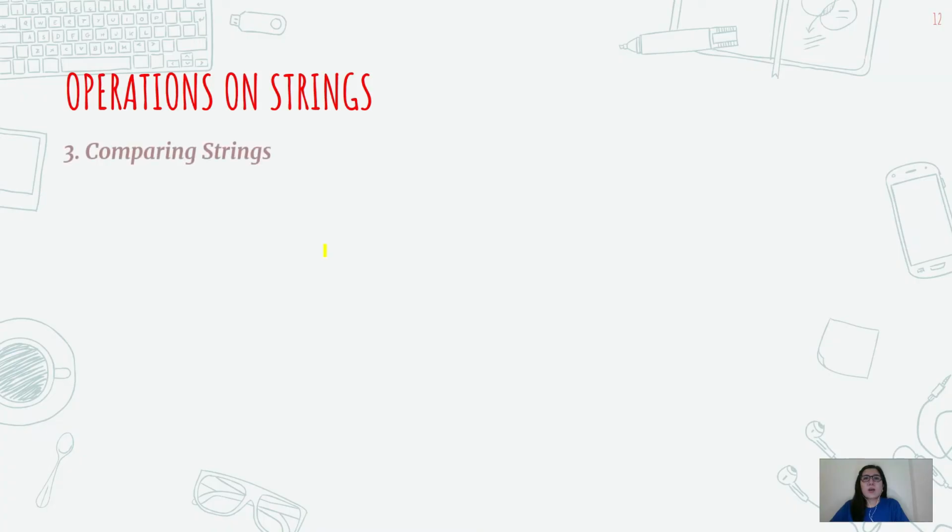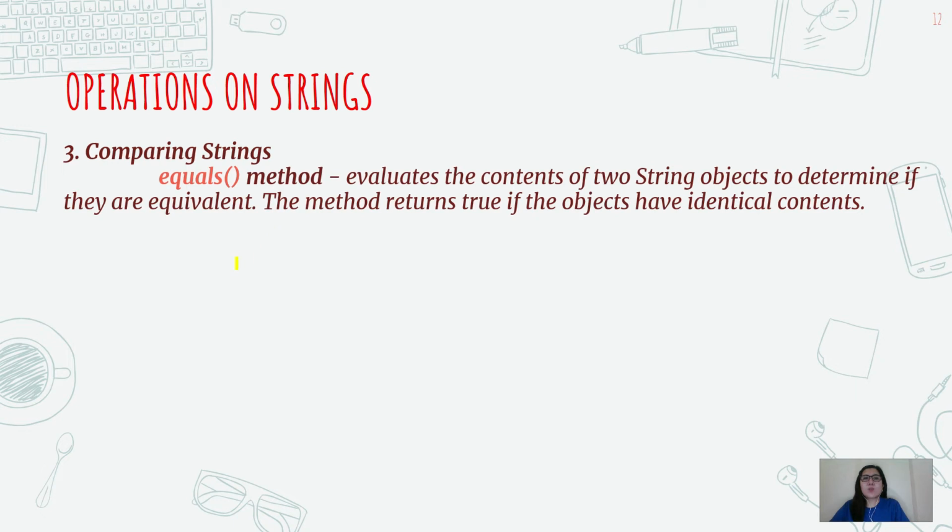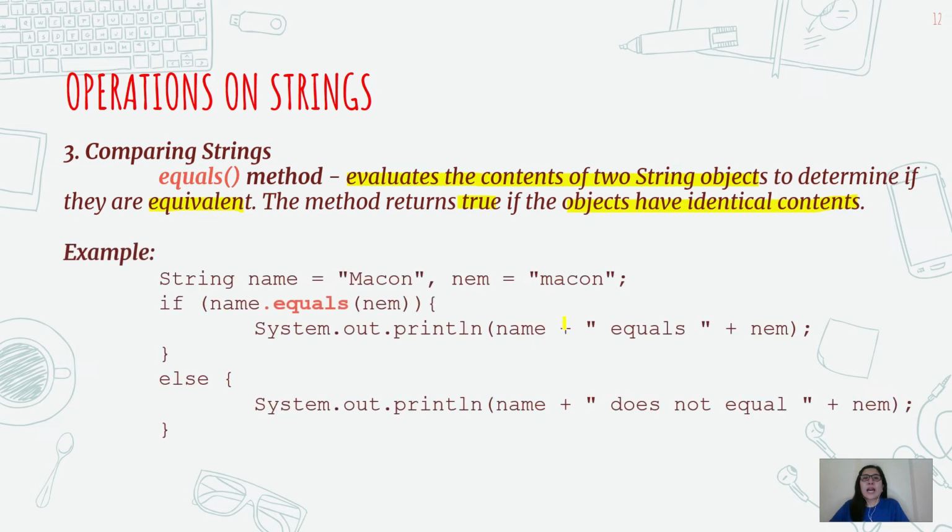Next, we have comparing strings. And we are using two types of methods. We have the first one, which is the equals method. It evaluates the content of two string objects to determine if they are equivalent. The method returns true if the objects have identical contents, meaning parehas na parehas yung content ng isang string value doon sa isang string value. So we have here an example code snippet.